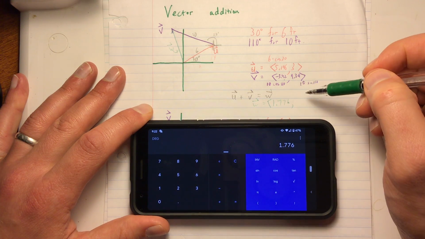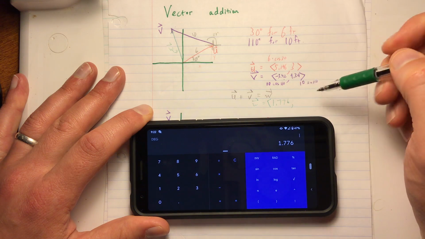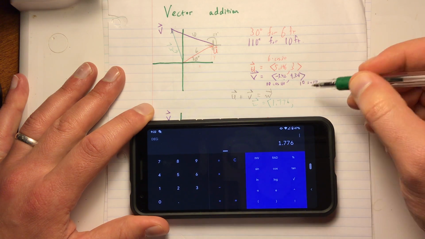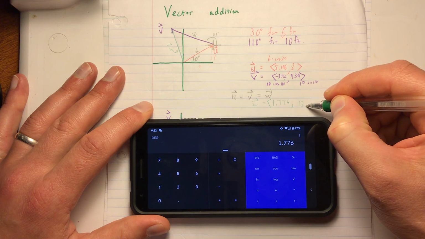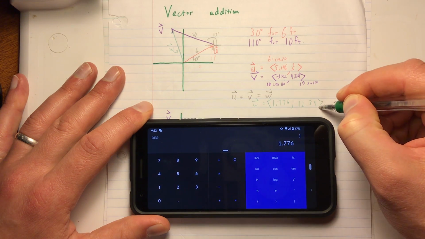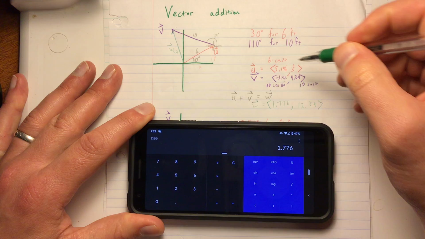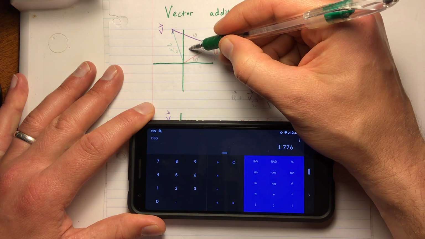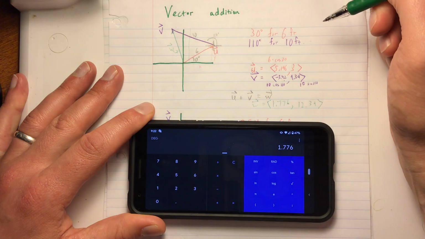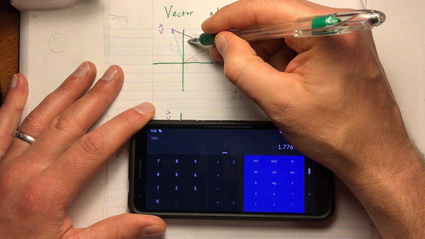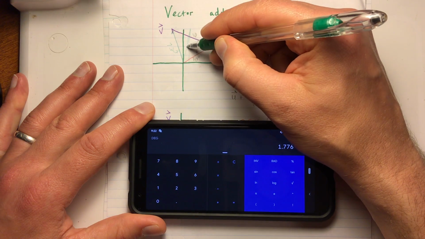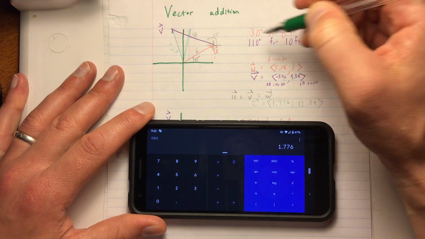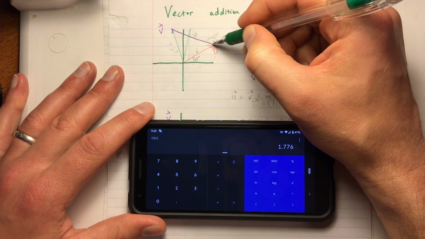And then add these two together. Well, 3 plus 9.39 is going to be 12.39. So we'd have to move 1.776 in the x direction and up 12.39 in the y direction. So really it should be over here. Horrible drawing, I apologize. This one will be going up this way like that.